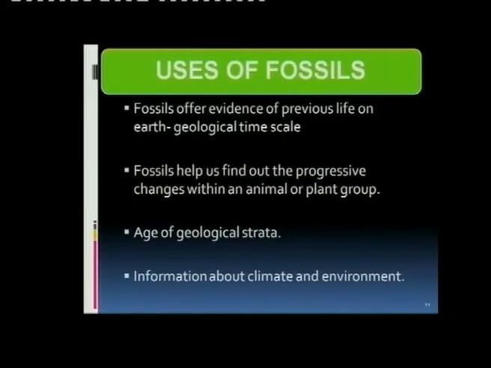So, how do we know that? We look at fossils and we can see at the time what happened. So it gives us also an idea of the progressive changes, how animals or plant groups have changed over millions and millions of years. It also gives us an idea of the age of the different strata, the geological strata.